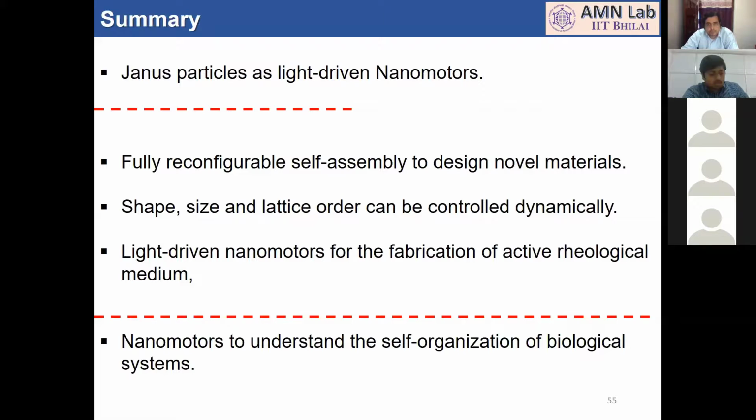And these nanomotors also provide a unique artificial system to study some crucial biological phenomena like self-organization and spontaneous symmetry breaking. So there is a lot to do in this direction. We are working on that.